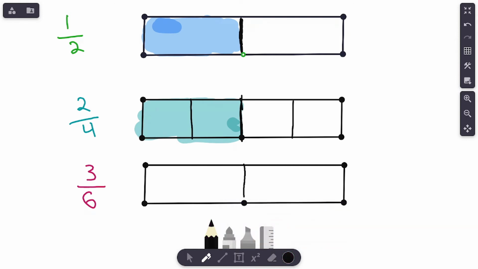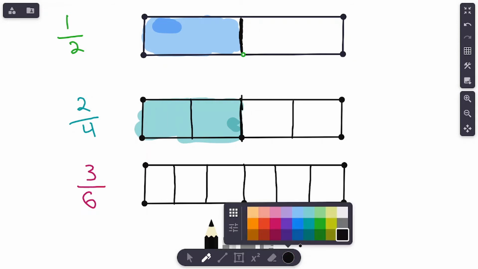So here's 1, 2, 3, 4, 5, 6. Dang, that's pretty good. I'm not gonna lie, that's pretty good. All right, let's see if I have 6 sections. 1, 2, 3, 4, 5, 6.